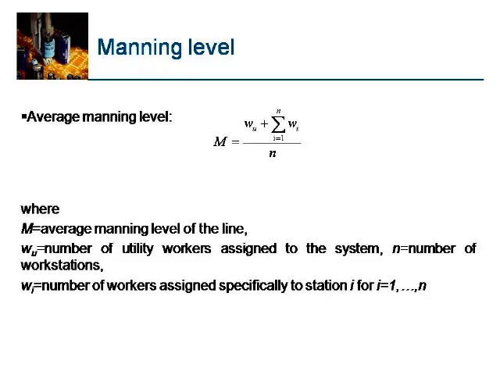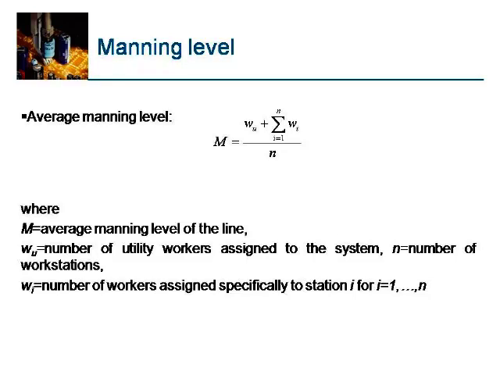What is the manning level at an assembly station? It can be easily determined by the formula given below. Average manning level M = (WU + Σ WI for i = 1 to N) / N, where M is the average manning level of a line, WU is the number of utility workers assigned to the system, N is the number of workstations, and WI is the number of workers assigned to a specific workstation, say workstation 1 to N.